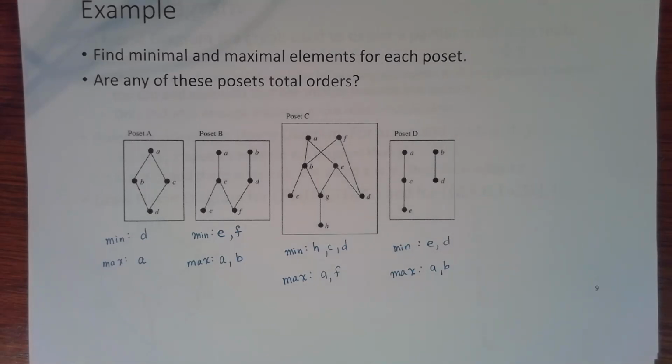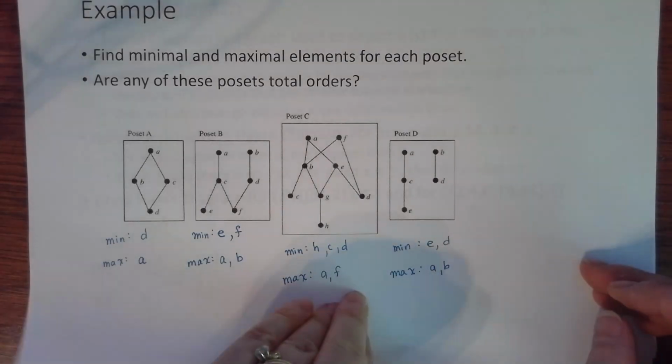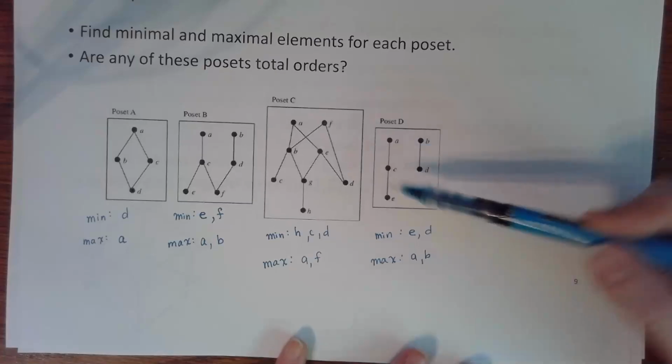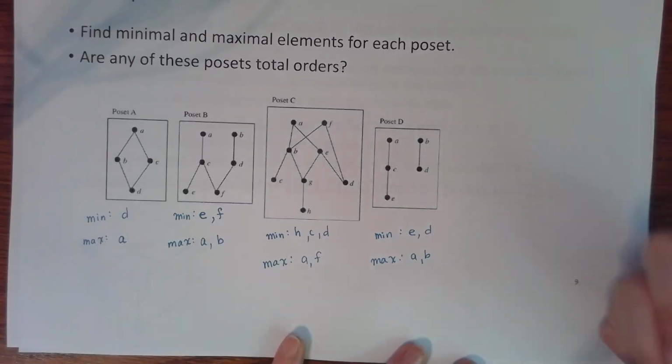And then are any of these total orders? Okay, so total orders are going to look like straight lines. So they're going to look like this, like a straight line. So it might be tempting to think that this is a total order because we've got a straight line here and a straight line here.